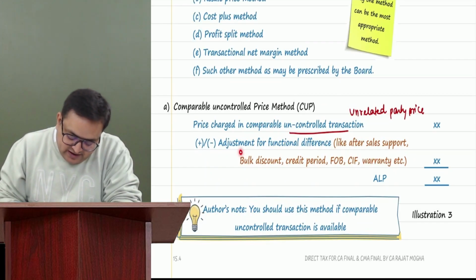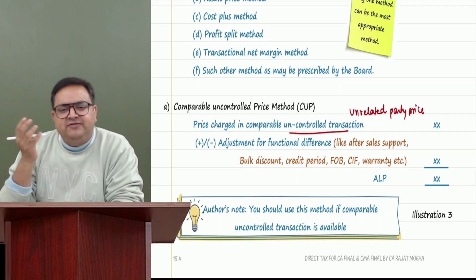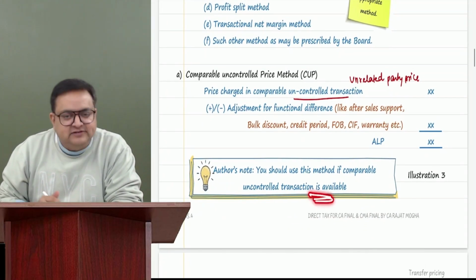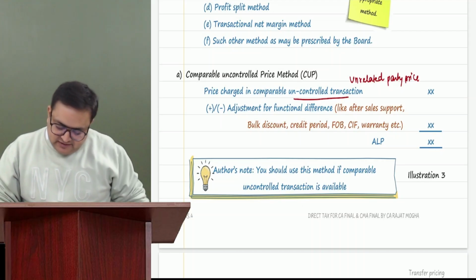You will actually adjust for the functional differences. And generally, I have written that we can use this particular method when the comparable price is available to us. If the comparable price is not available to us, we will not be able to use this method, right? I'll also show you with the help of an illustration.